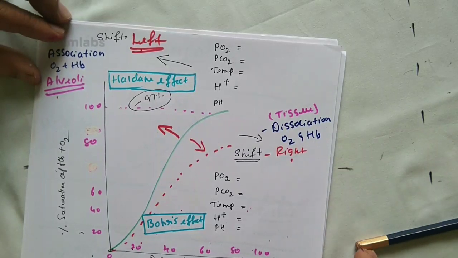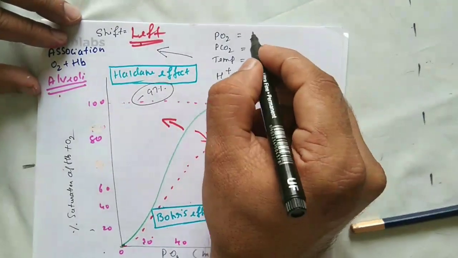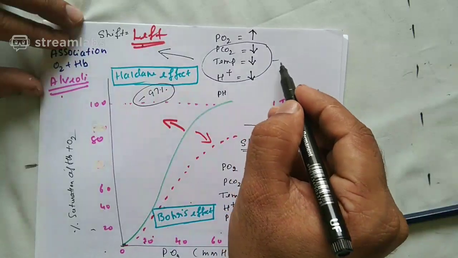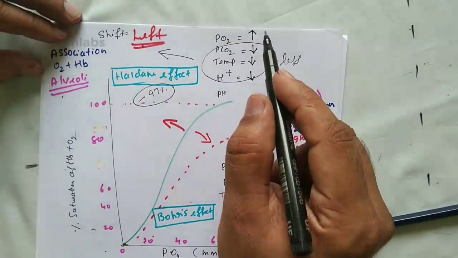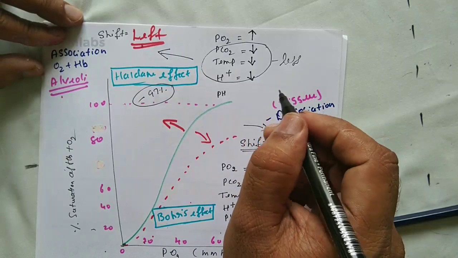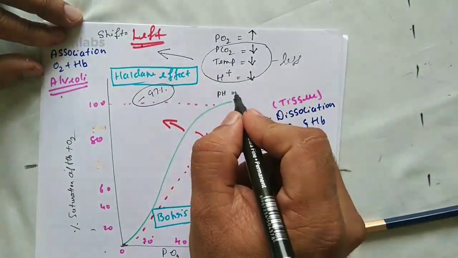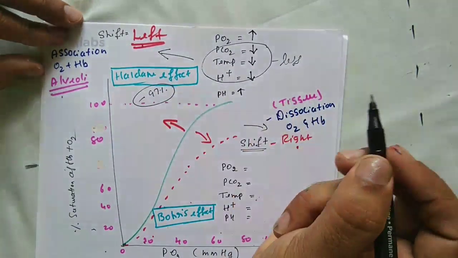What is the requirement? Just see here. For association to occur, the partial pressure of oxygen has to be more. That's the way of remembering. Only oxygen is more. It's common sense that oxygen will be more in the alveoli region. Rest all will be less. But with that, you can derive an understanding that when H plus ions are less, pH will be more. That you remember.